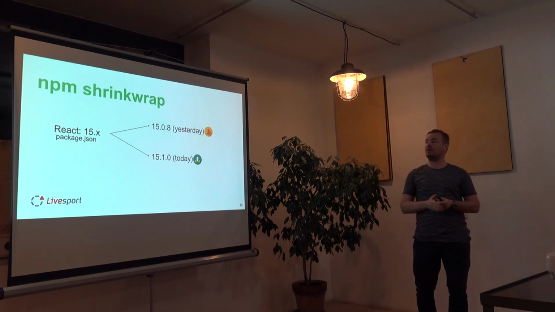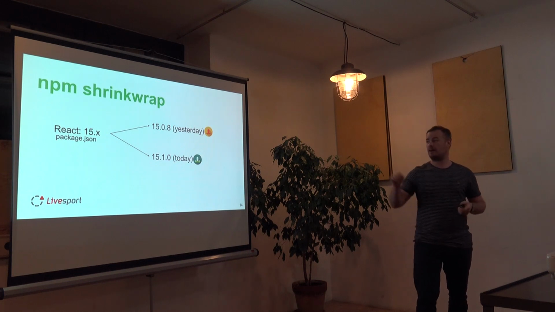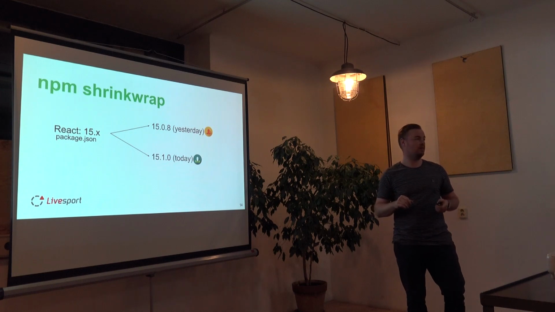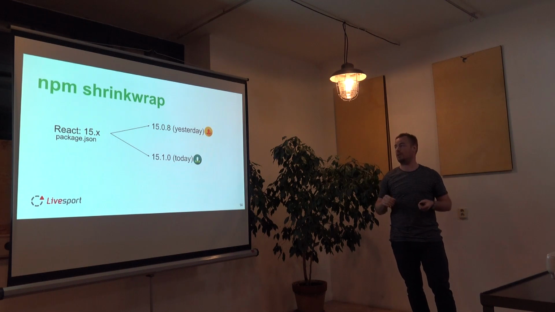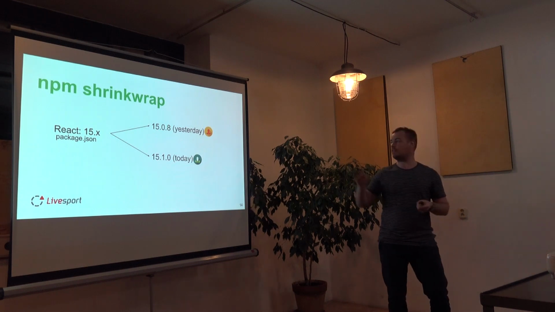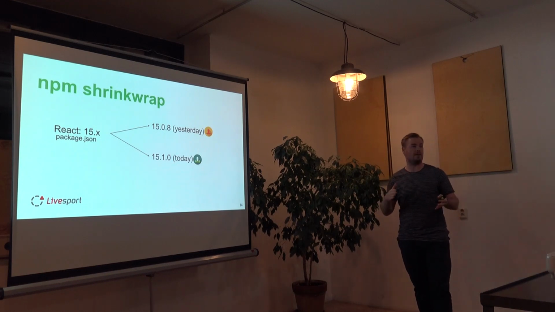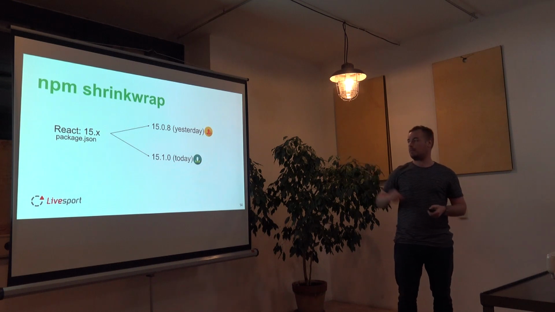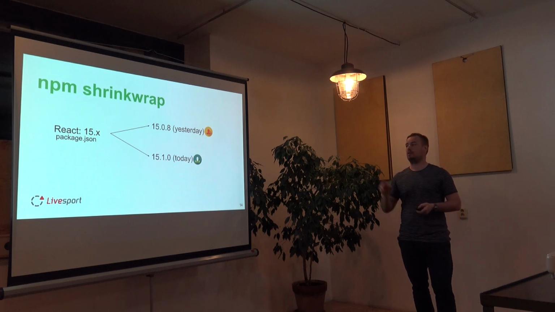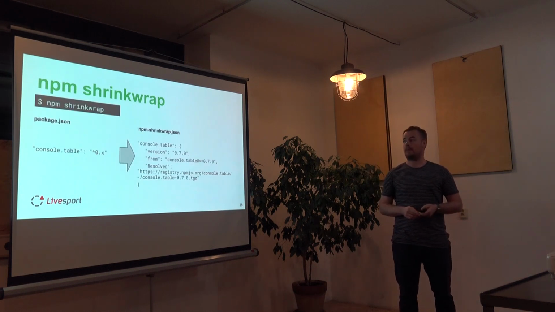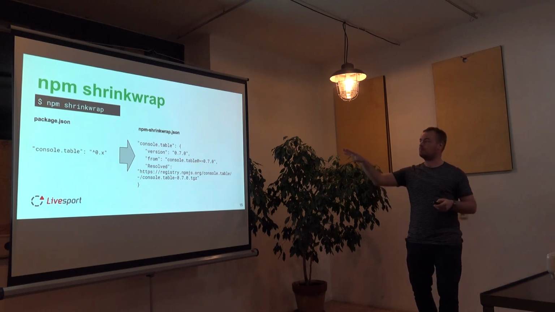So what npm shrinkwrap does is lock your dependencies. For example, if you specify that you want React 15.x, it means 15.anything. So if I install the package yesterday, I have 15.0.8. If somebody else, or for example my deploy server, installs it today, it gets a different version, and that can actually break my code. And we don't want this. That's why we use npm shrinkwrap. It takes your package.json and generates npm-shrinkwrap.json.